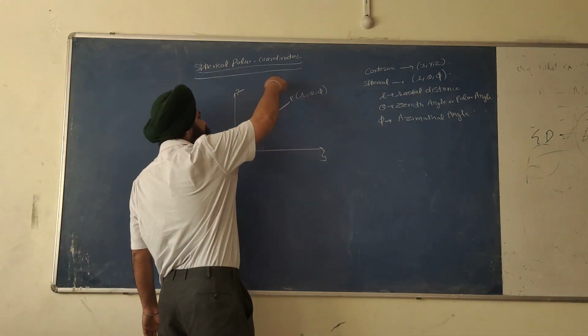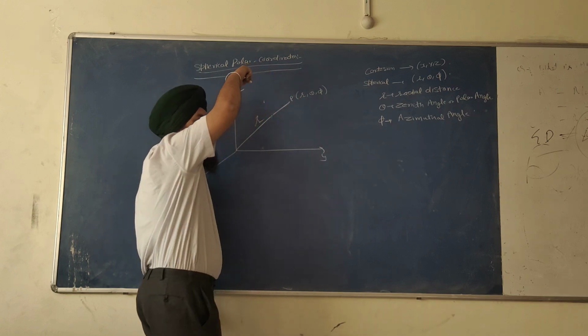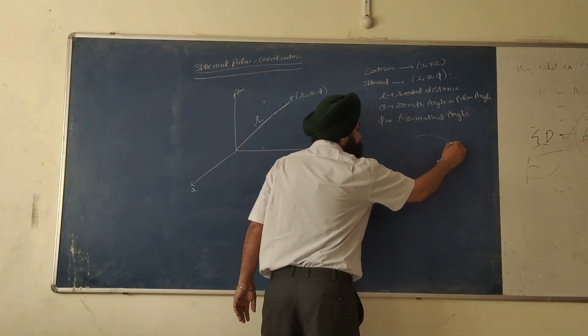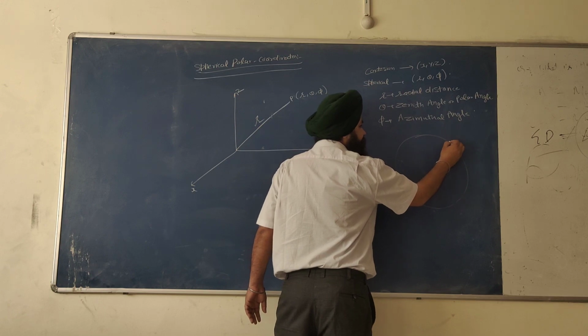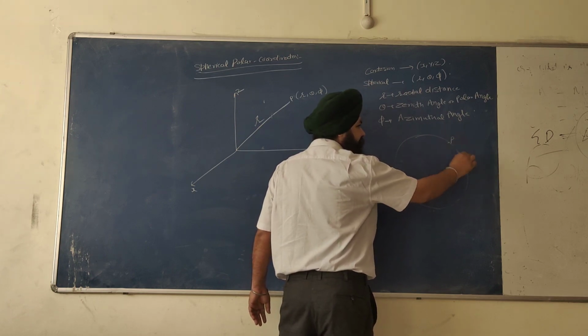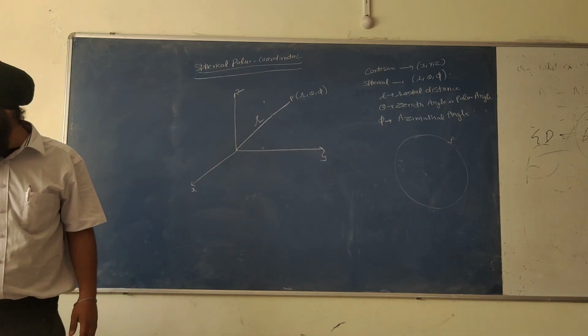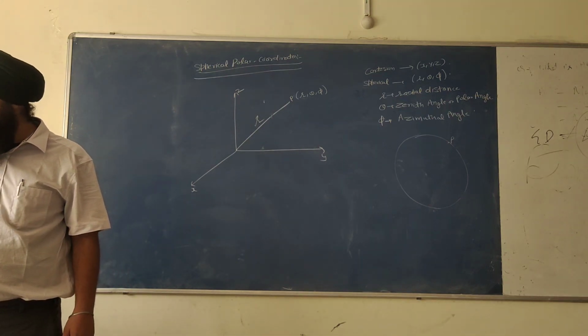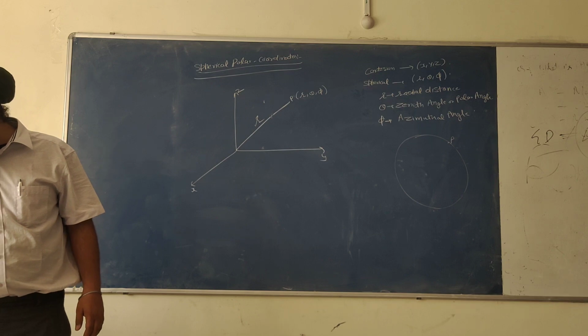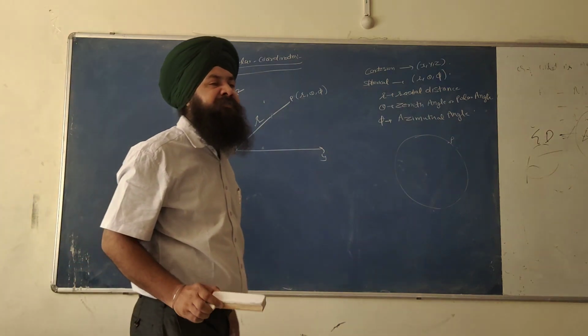Let us assume that here is a surface, here is a sphere like this, and the point will be like this. Point P is present on the surface of a sphere. Second point, please write: OX, OY and OZ.